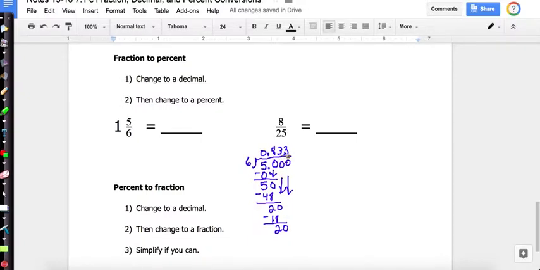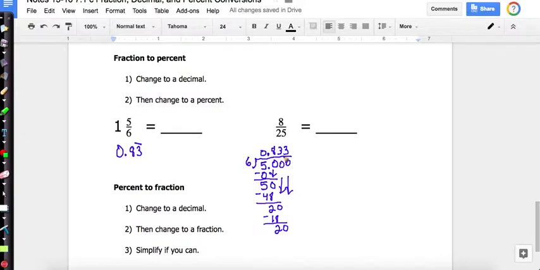So what's happening here? Good. The 3 is repeating. So let's take a look here. So we have 0.83 repeating. Now, look here. Okay, if I change this to a percent, I'm going to move it 1, 2 to the right, correct?